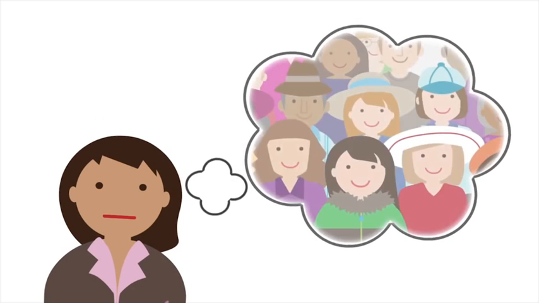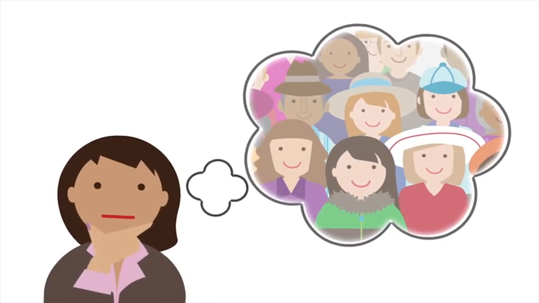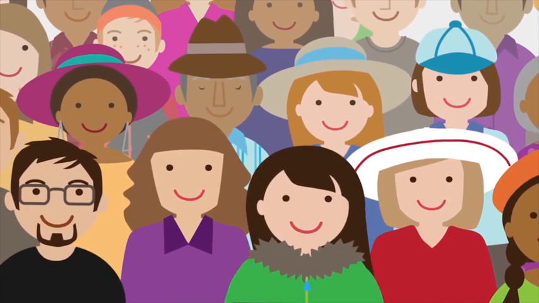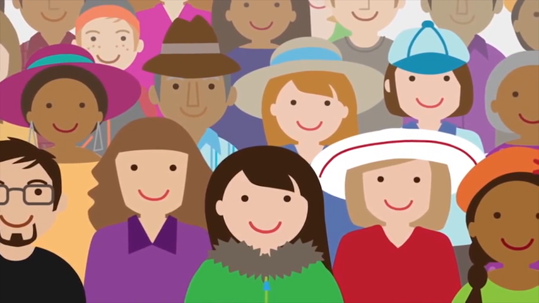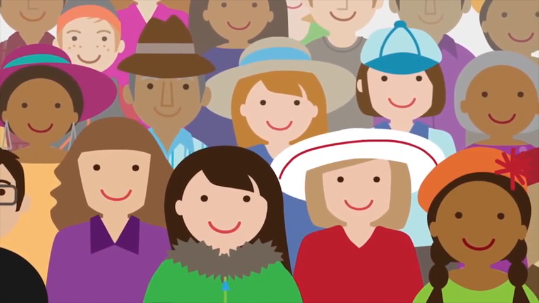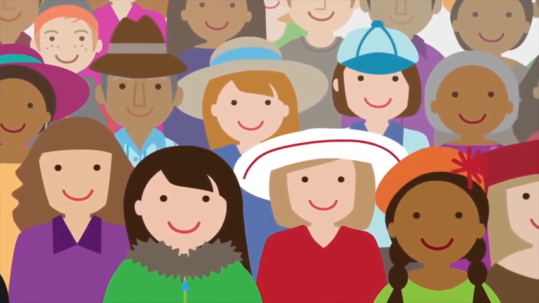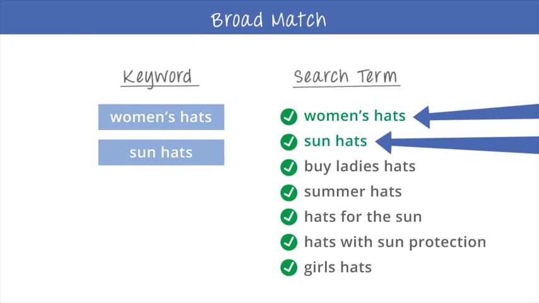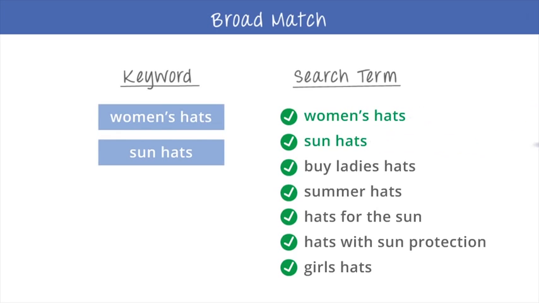When Sarah first started out, she wanted her ads to reach as many people as possible who might be interested in her hats. She used the broad match type for her keywords so that her ads could show for the widest possible audience. Because her keywords, like women's hats and sun hats, were broad match, Sarah's ads showed when people search for those exact terms, and they also showed when people search with phrases like buy ladies' hats and summer hats.